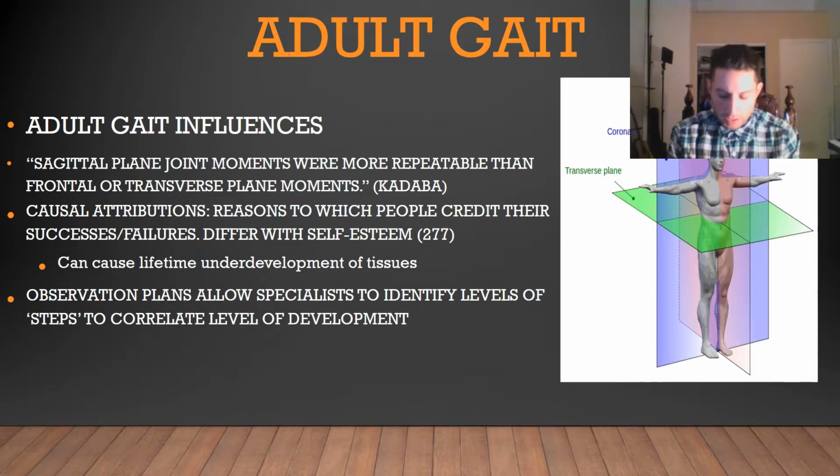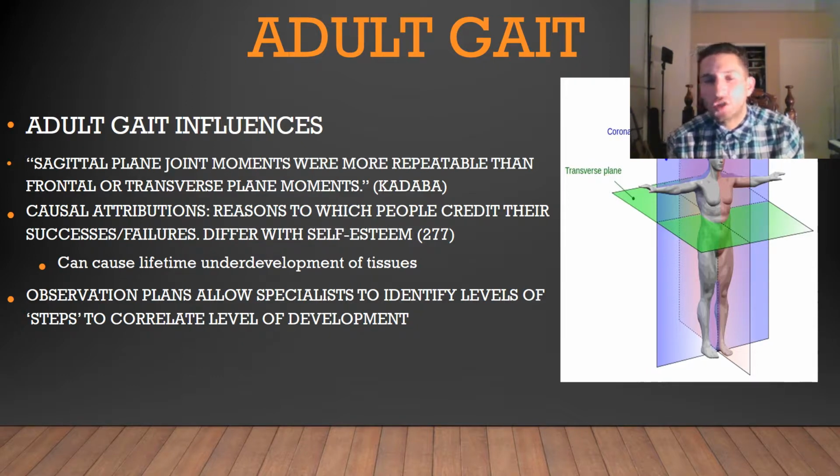Now, there are indeed some possibilities in which gait can be abnormal, even into adult life. It can be caused by disease such as scoliosis or any type of anatomical issue. It can also be psychosocial. And one possibility of any types of abnormalities when it comes to the development of human motor movement is causal attributions, which is reasons to which people credit their successes or failures, and also differs with amounts of self-esteem with that individual. And it can cause a lifetime of development of tissues as well as execution.